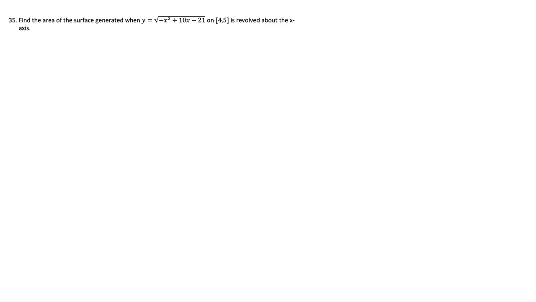Find the area of the surface generated when y is equal to the square root of negative x squared plus 10x minus 21 on the interval 4, 5 is revolved around the x-axis. This is a rather lengthy problem, so you may at times want to pause the video to make sure your calculations agree with mine. So first we want to find the derivative, dy. In this case, in its simplified form, we have negative x plus 5 divided by the square root of negative x squared plus 10x minus 21.